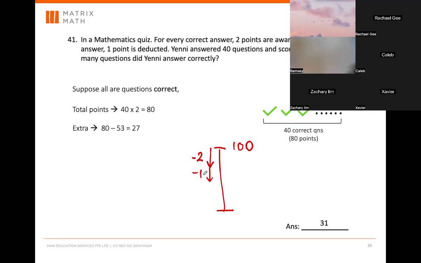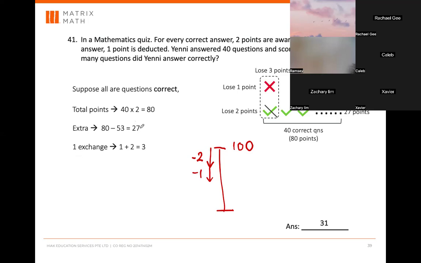You're not supposed to get these 2 marks because your answer is wrong. So you have to minus 1 mark because the answer is wrong, right? So you actually lost a total of 3 marks here. So that's why the total number of marks that you lost is actually 3 here. So 3 points were lost for every wrong question. So one exchange will be 3.